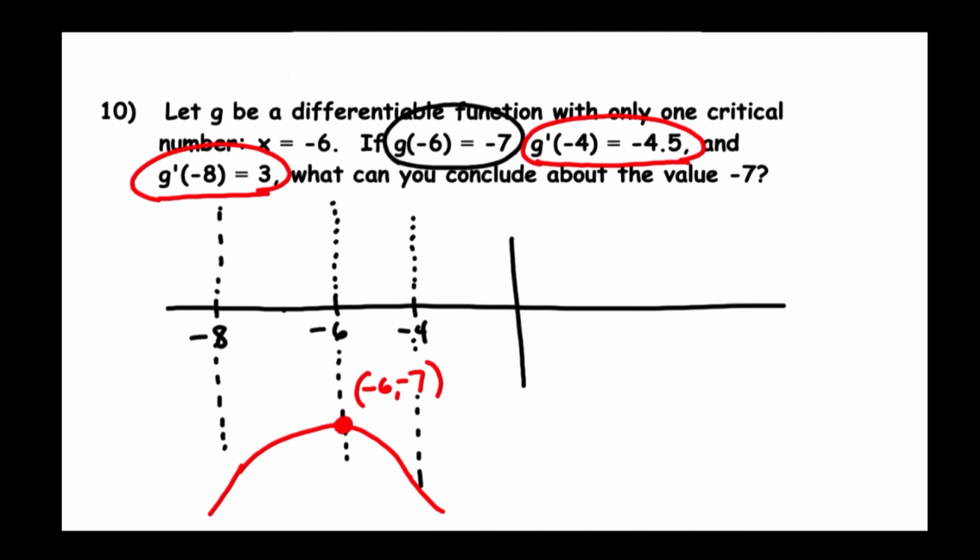Now some people are like, well, why can't it do this and go up higher? Well, then you'd have more than one critical number. And it says there's only one critical number, and it happened at -6. So because of that, you have to have a max.